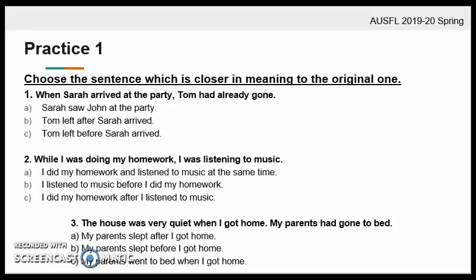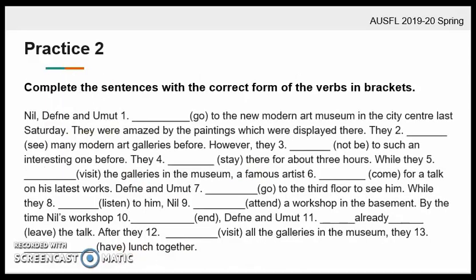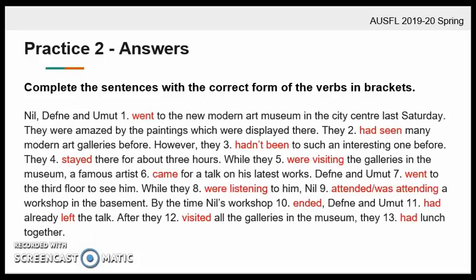Okay, let's practice what we have learned so far. In the first exercise, you will choose the sentence which is closer in meaning to the original one. You can pause the video here. Here are the answers. And in the second exercise, please complete the sentences with the correct form of the verbs in brackets. Here are the answers.